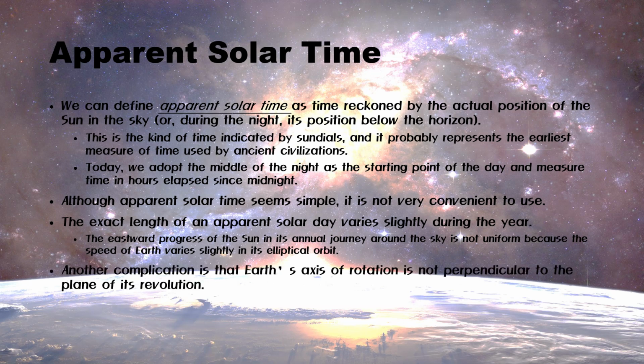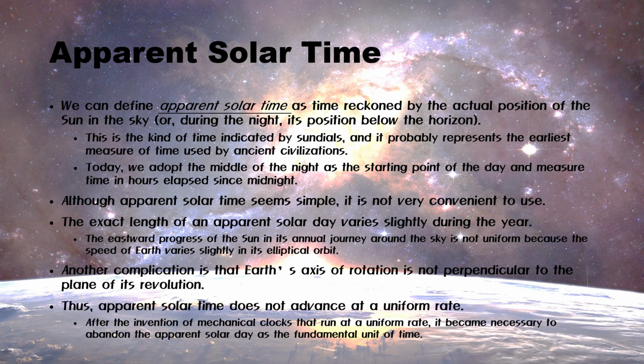Another complication is that Earth's axis of rotation is not perpendicular to the plane of its revolution. Thus, apparent solar time does not advance at a uniform rate, going from day to day. After the invention of mechanical clocks that do run at a uniform rate, it became necessary to abandon the apparent solar day as a fundamental unit of time.